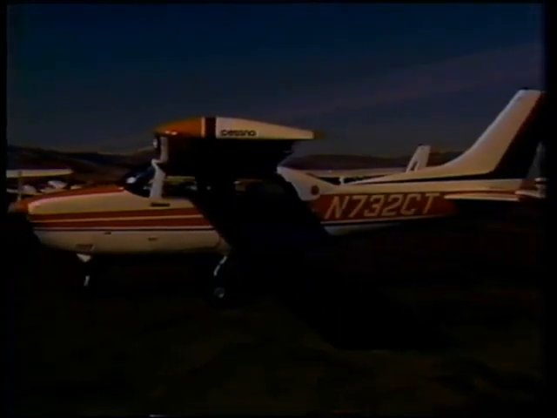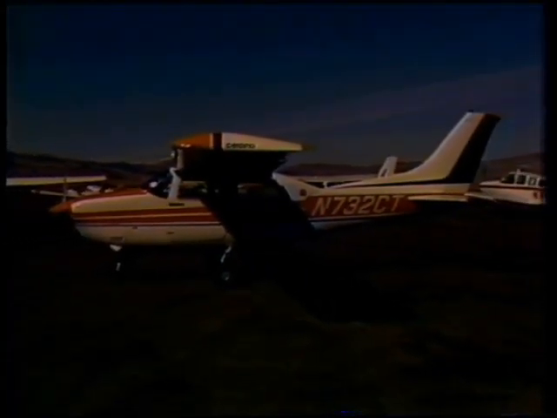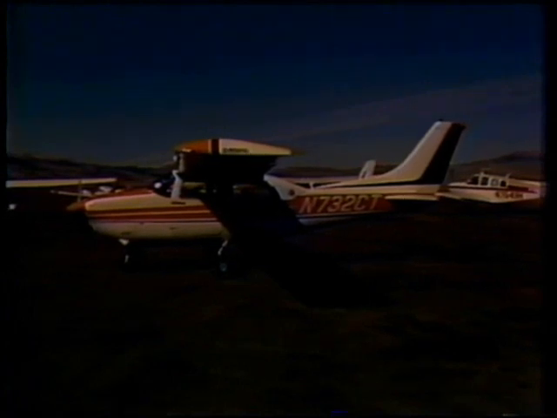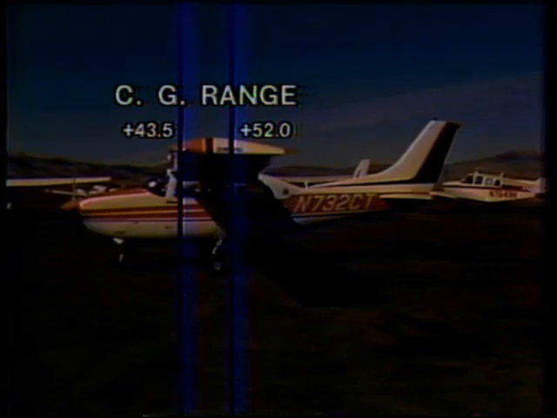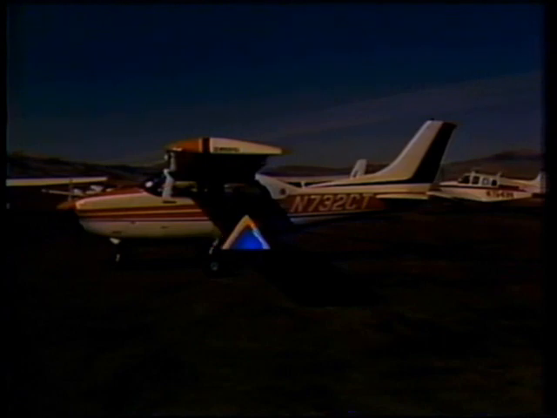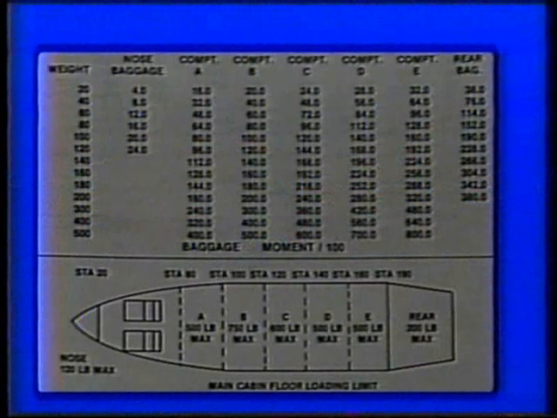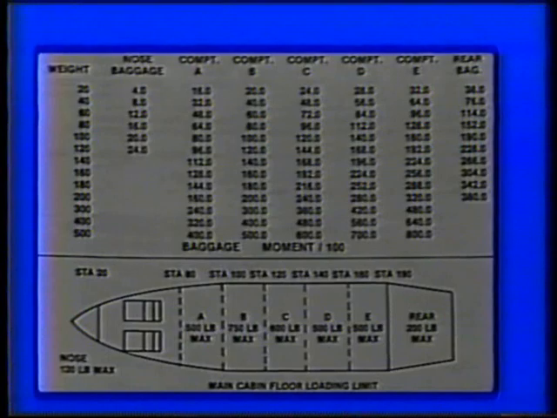Some aircraft, on the other hand, may be loaded so the center of gravity may easily be shifted outside of the specified range. Passengers in this aircraft could be seated well aft of the specified center of gravity range. Larger cabin class aircraft have several possible loading configurations which require the use of special loading charts.